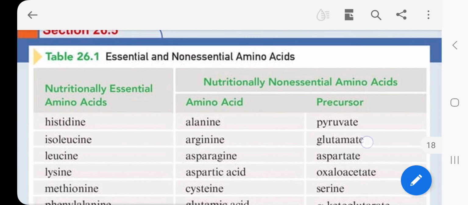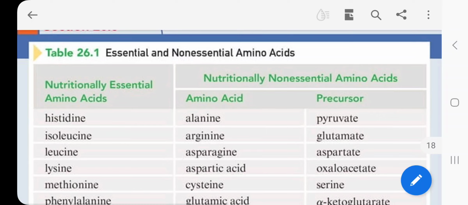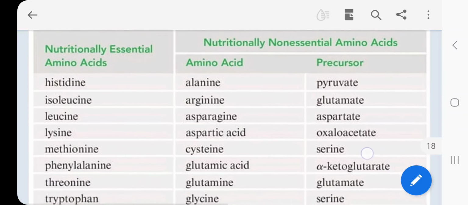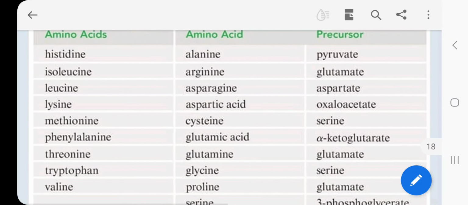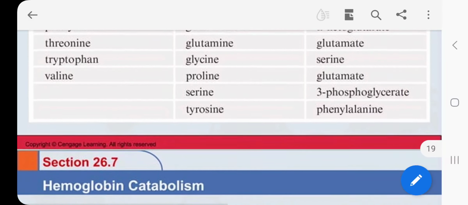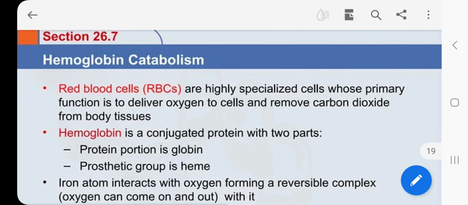Okay. So we have here the differentiation of essential and non-essential amino acids, and also kung ano ang precursors nila. Precursors nila means kailangan nila for this to be formed. So example, pag meron tayong cysteine, ano ang precursor? It's the serine. If we need glutamic acid, anong precursors niya is alpha-ketoglutarate. Okay, and so on. So we have also here hemoglobin catabolism.